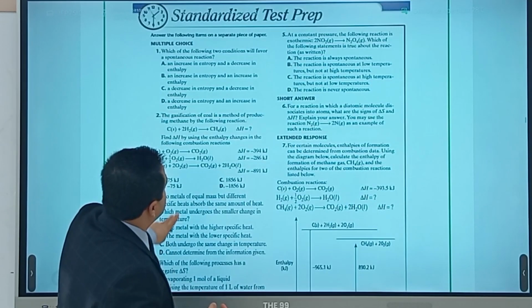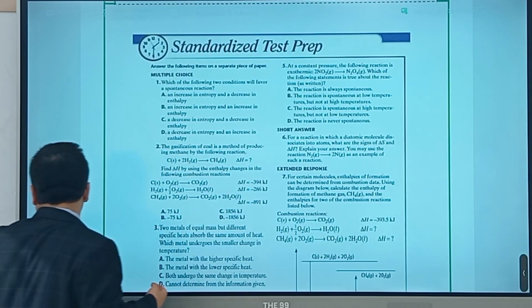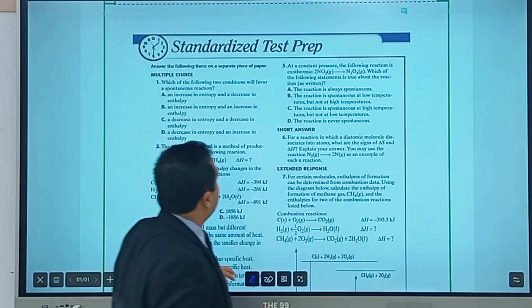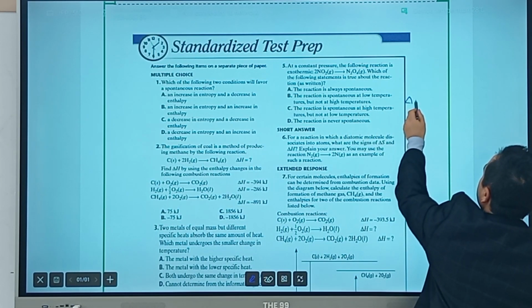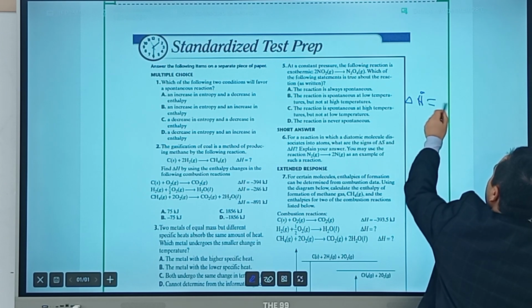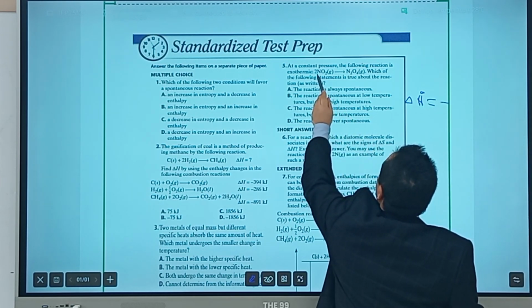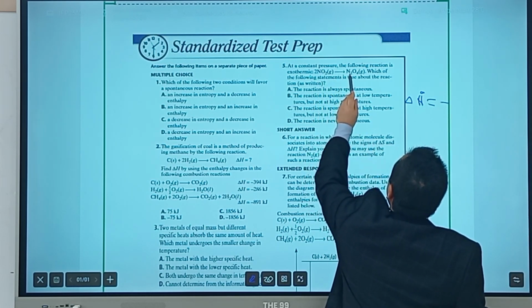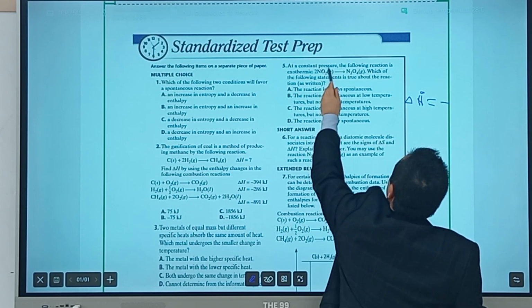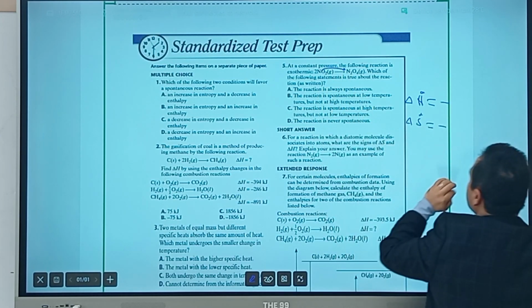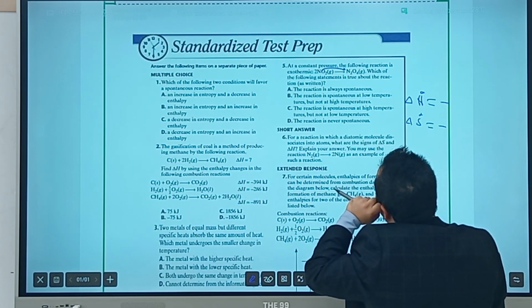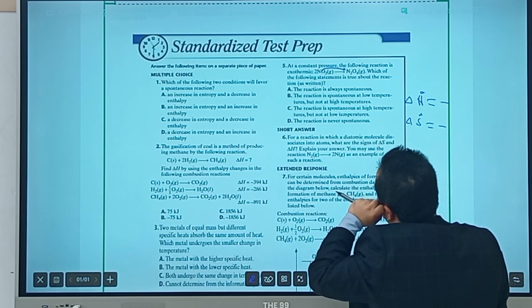The 5th question said at a constant pressure, the following reaction is exothermic. Exothermic means delta H is negative, and it's 2NO2 gaseous goes to N2O4 gaseous. 2 moles go to 1 mole. That means delta S is negative as well. Which of the following statements is true about the reaction as written?